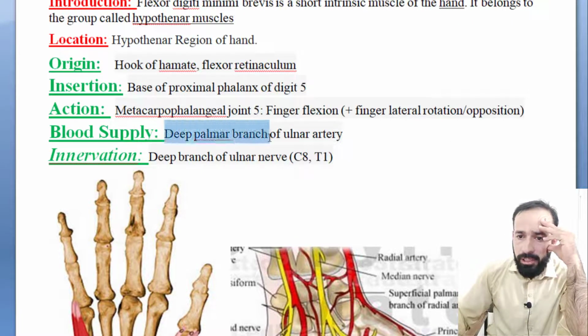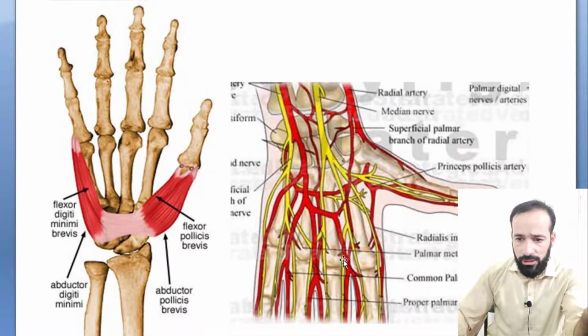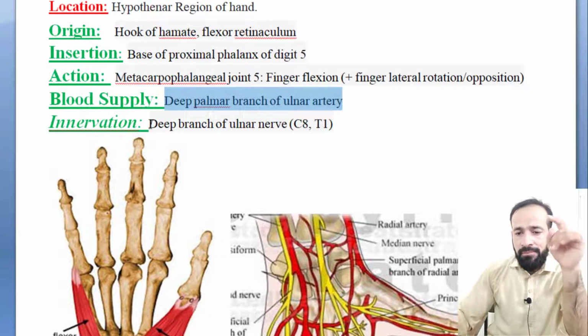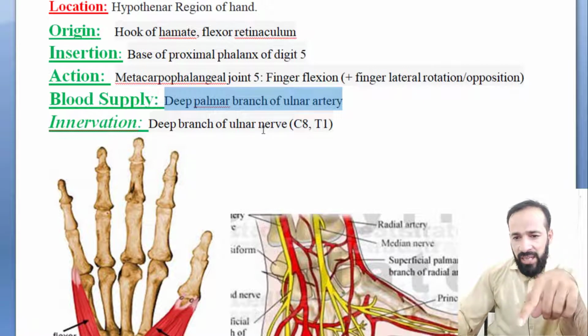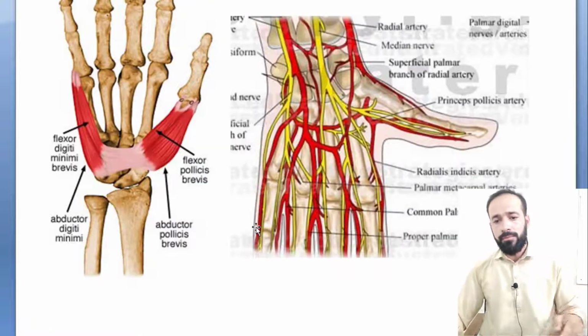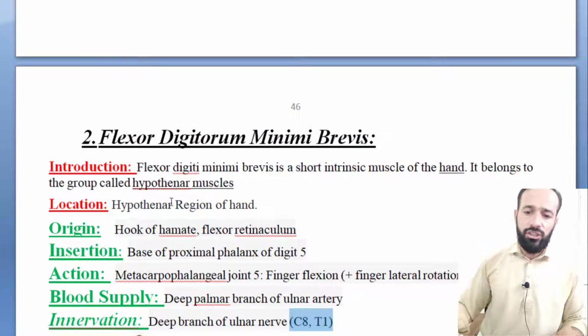Okay, what is its blood supply? It is supplied by the deep palmar branches of the ulnar artery, and it is innervated by the deep branch of the ulnar nerve, which comes from C8 and T1, right? So this was about the flexor digiti minimi.